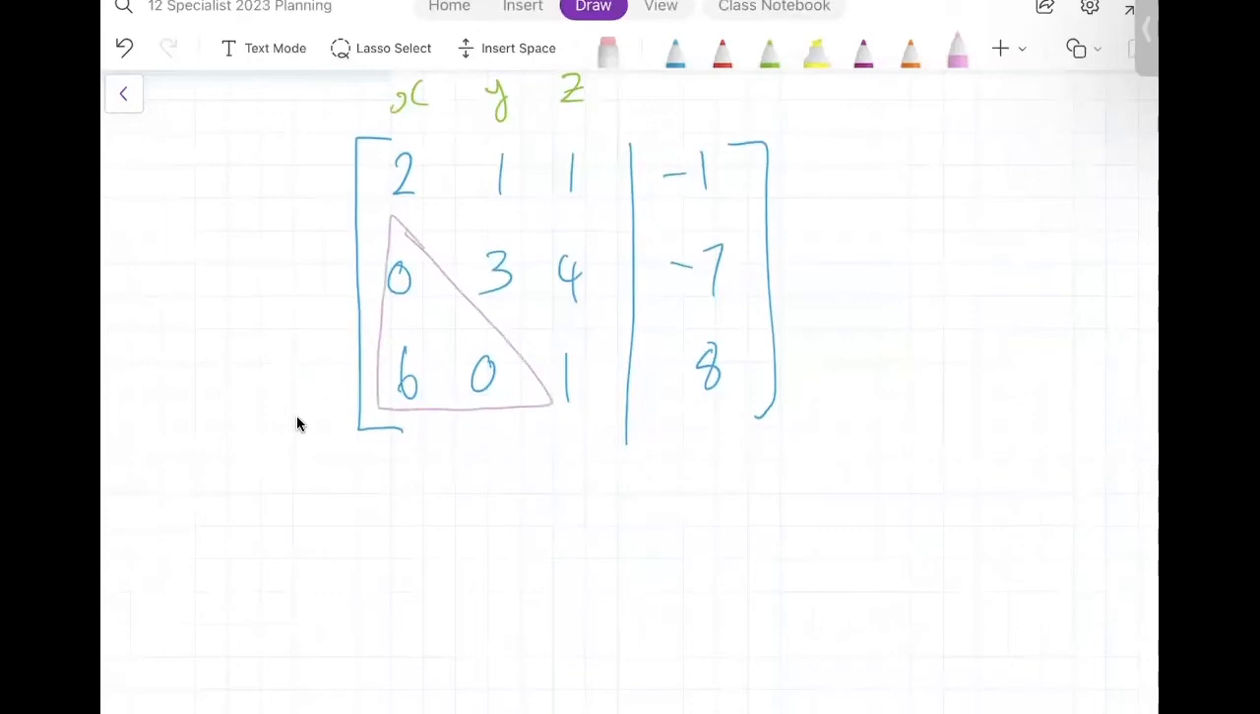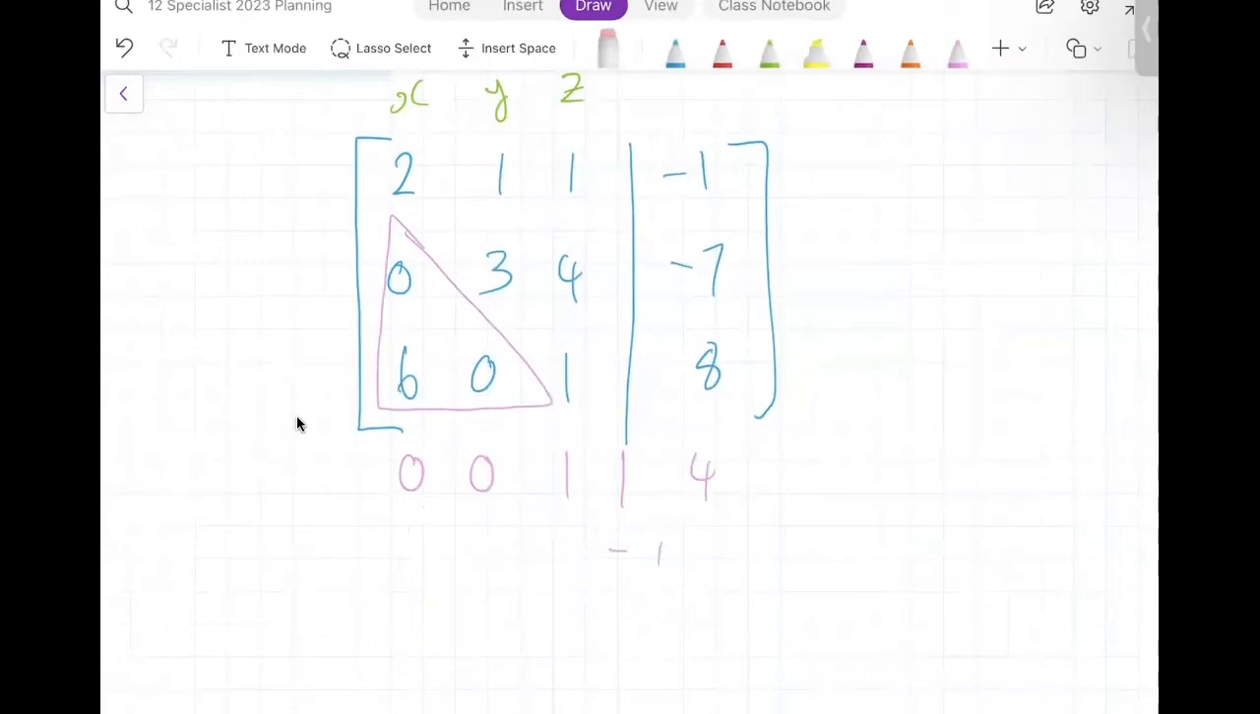Because if you think of it, if I have 0, 0, 1, and then some number, let's say this is 4, for example, then that means I have 0 lots of x, 0 lots of y, which means I have z is equal to 4. So that then I can solve for one of my variables. Once I solve for one of my variables, I can start substituting in.